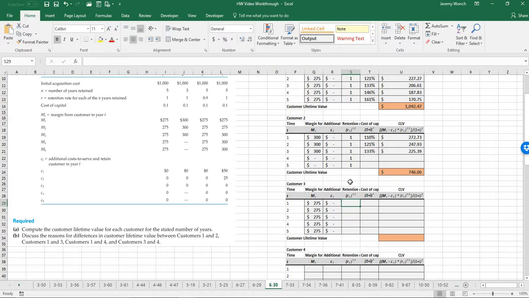So we start off. Our formula for retention rate: we're going to take our retention rate, which is 0.9 for this customer, and raise that to the time. So that's going to be right here. So year 1. It helps to put an equal sign here. So whatever year it is, minus 1.